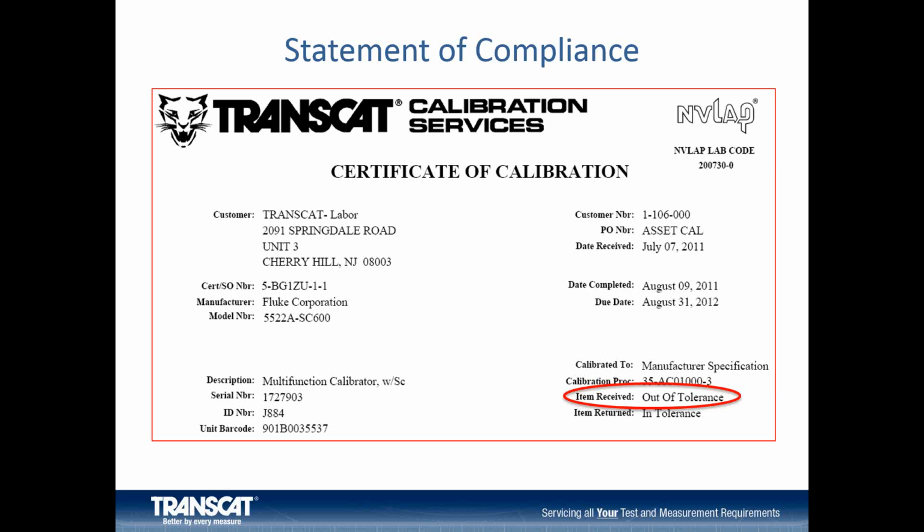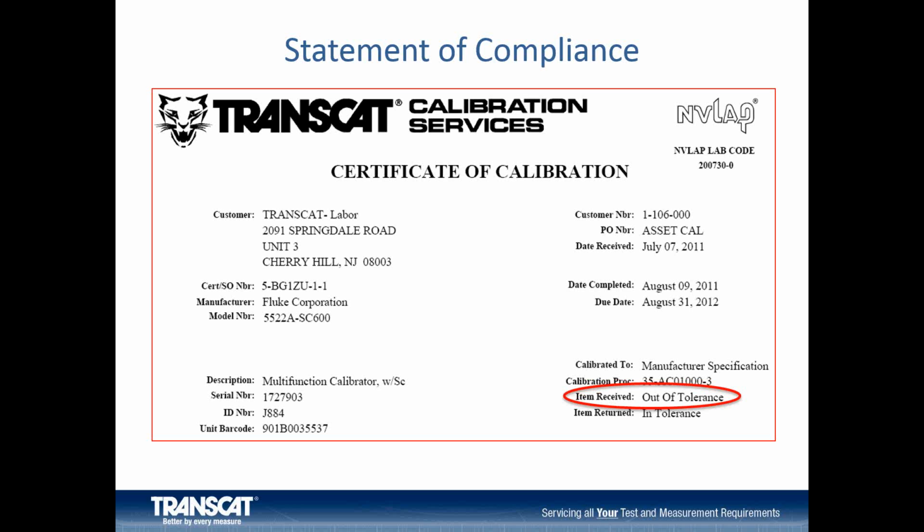Not every lab is going to provide you with this compliance statement. Some labs may not leave it at all. They might just give you the data and the numbers and the uncertainty and leave it to your own devices to figure out whether you got an in-tolerance or out-of-tolerance instrument. Any calibration that's data only will not have any statement of compliance. Again, you're on your own to figure out whether the calibration and the equipment was adequate.